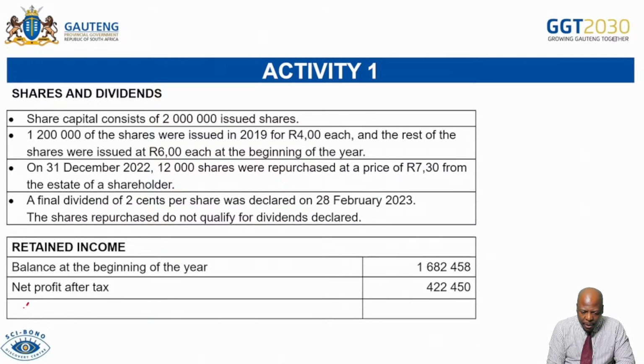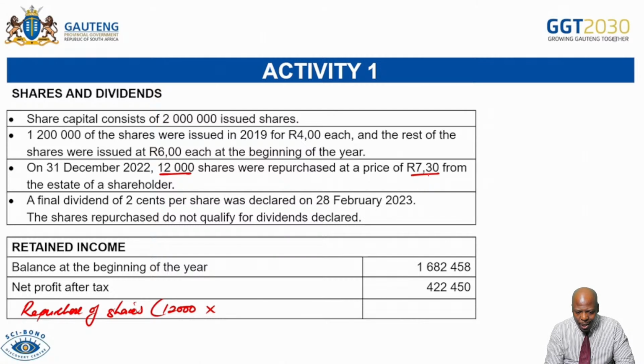And then after that, you come to your repurchase of shares. So I'm going to come here and I'm going to say repurchase of shares, and I'm going to open my bracket to get the repurchase of shares. I know that it was 12,000 shares that were repurchased. But how much did we pay? It says it was repurchased at 7.30 Rand.